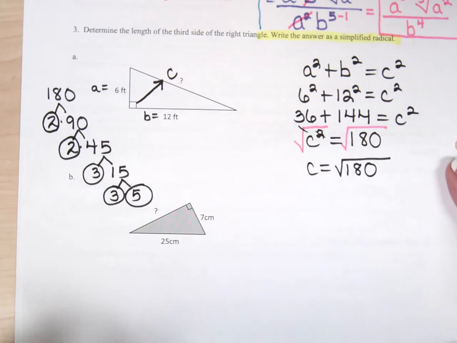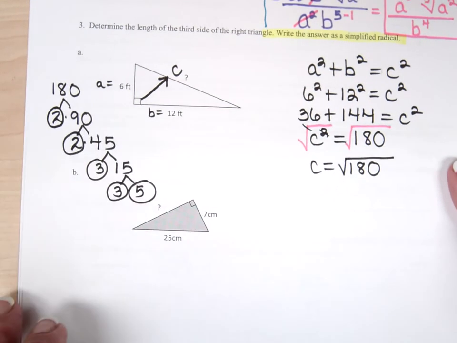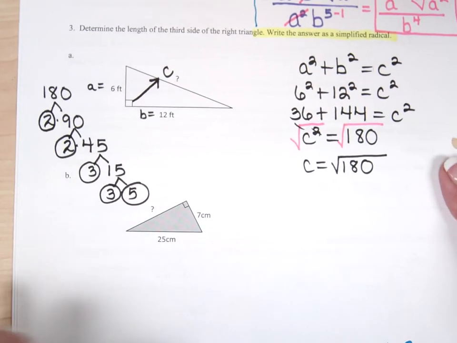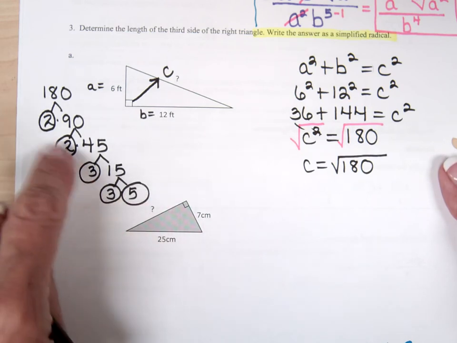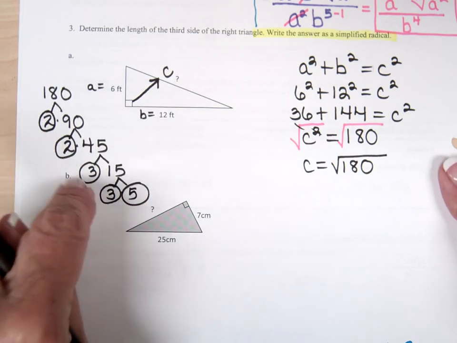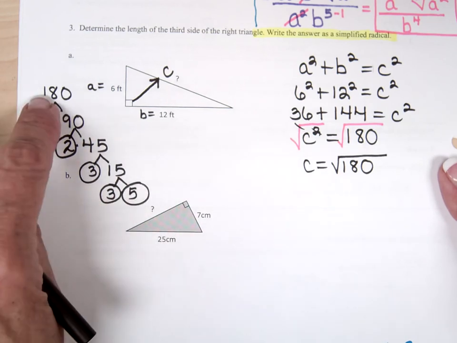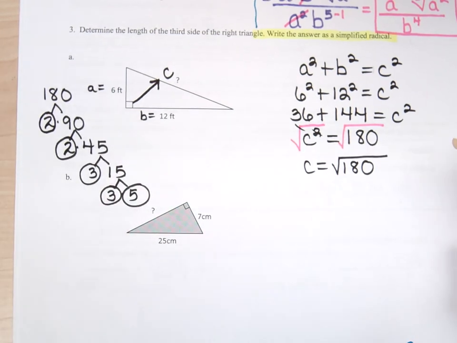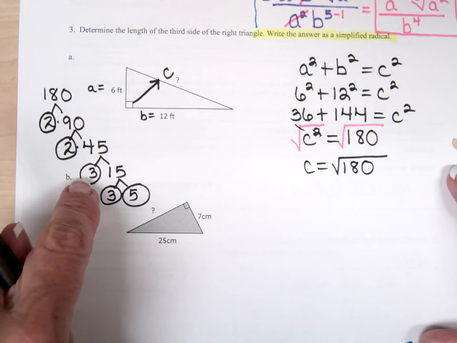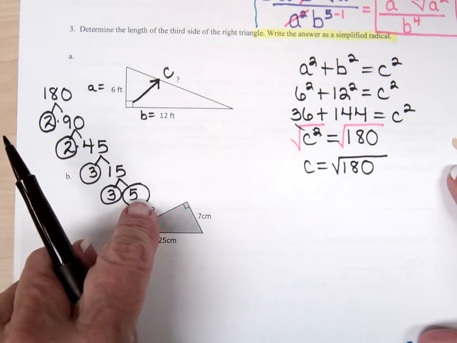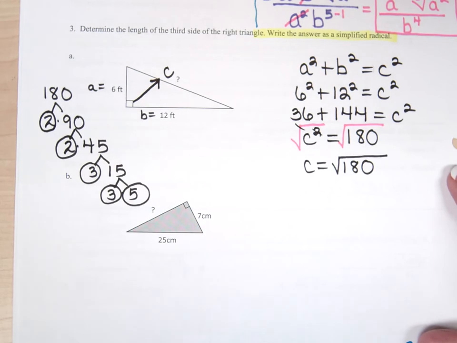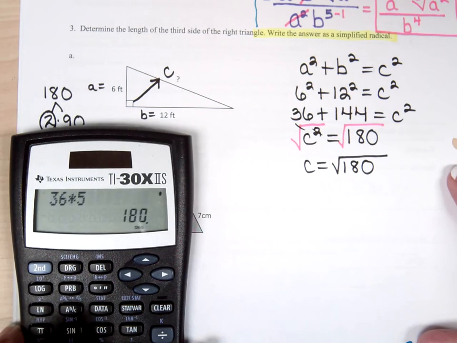And remember what I said, if you're not sure, if you don't feel like you're good at these, all you have to do is type all those numbers into your calculator. 2 times 2 times 3 times 3 times 5, and you should get 180 back. So it's really easy to check. 4 times 9 is 36 times 5. Bingo, 180, 36 times 5. So I just checked it.